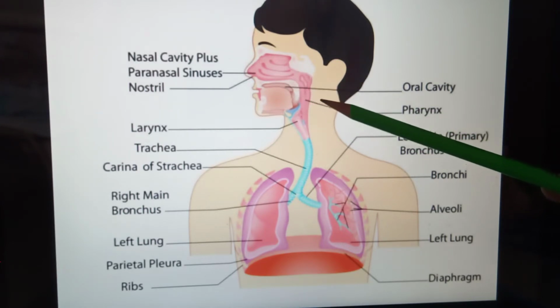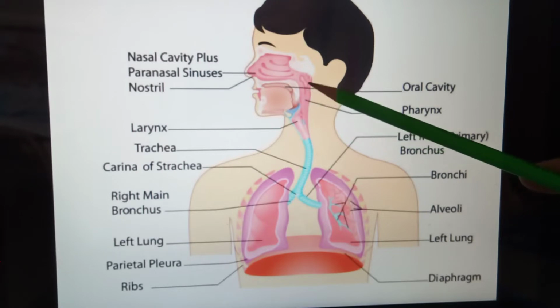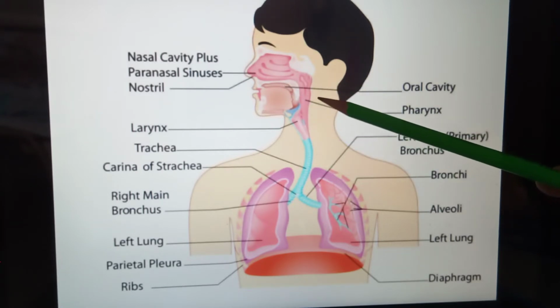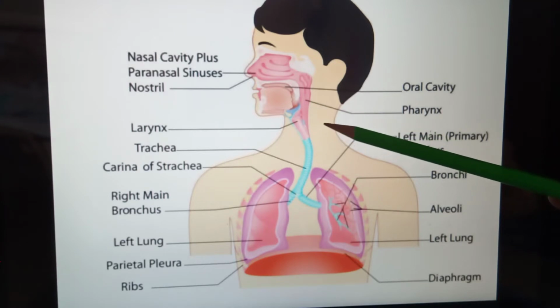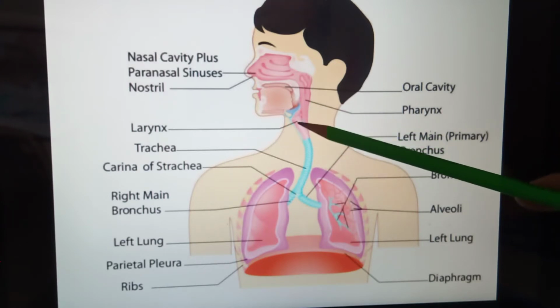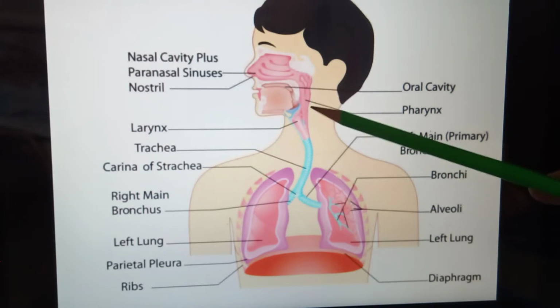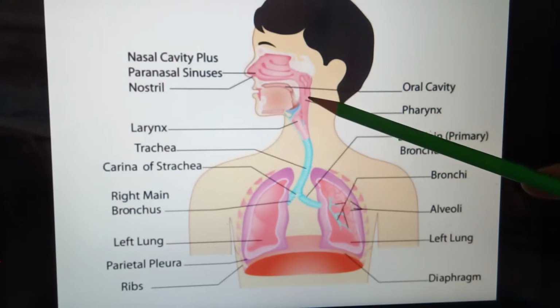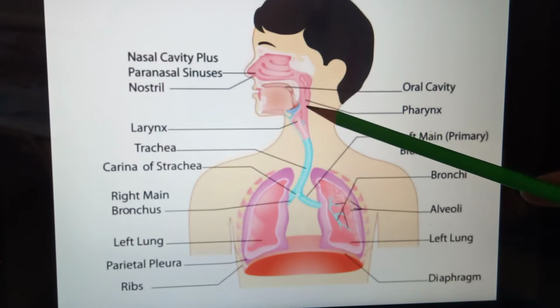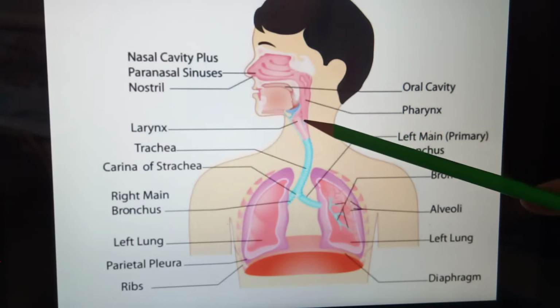Okay, now second is the pharynx. The pharynx is shaped like a funnel. Okay, you can see that it connects the nasal cavity to the larynx. This is the larynx. They are interconnected, and the pharynx is divided into three parts, three regions: nasopharynx, oropharynx, and laryngopharynx.